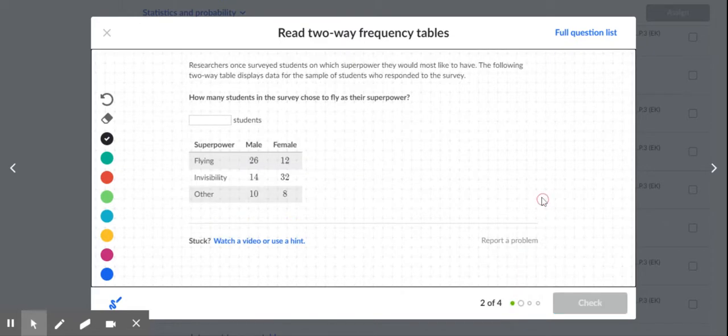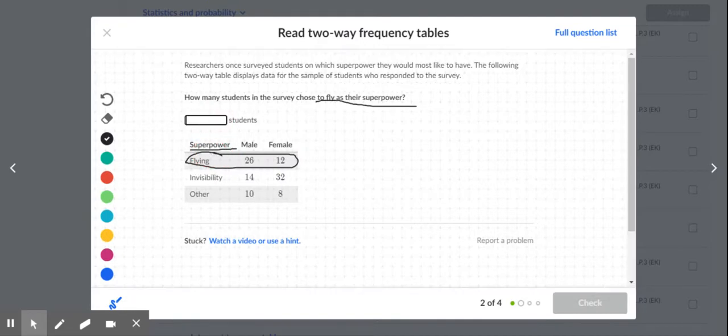Let's do another one. How many students in the survey chose to fly as their superpower? All right, so this is the superpower category. Here's flying. How many chose flying? Well, we better add those up also. It's not just 26, not just 12. Let's add them up.